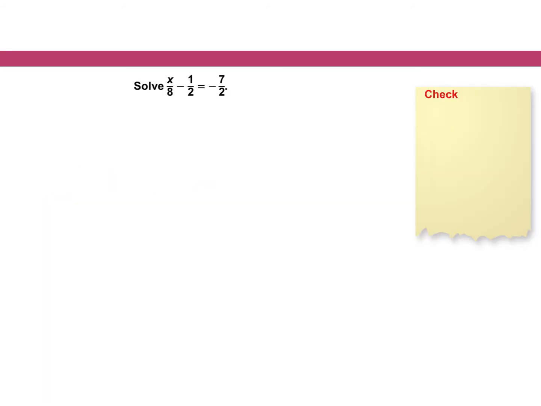Now let's take a look at example 2. For example 2, we have x divided by 8 minus 1/2 equals negative 7/2. So again, I'm going to start out by blocking off the x divided by 8. Now I can see that I'm really subtracting 1/2 from that. So to undo subtraction, I'm going to add 1/2 to both sides.